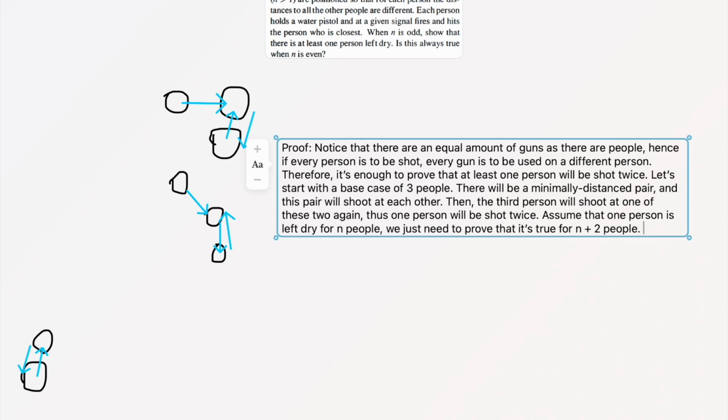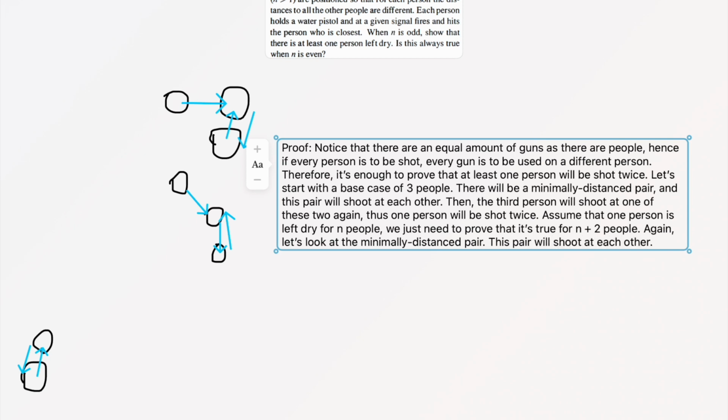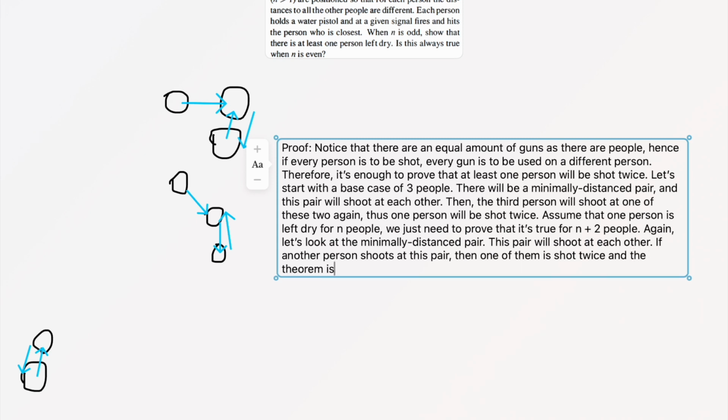So again, let's look at the minimally distanced pair. This pair will shoot at each other. If another person shoots at this pair, then one of them is shot twice and the theorem is proved.